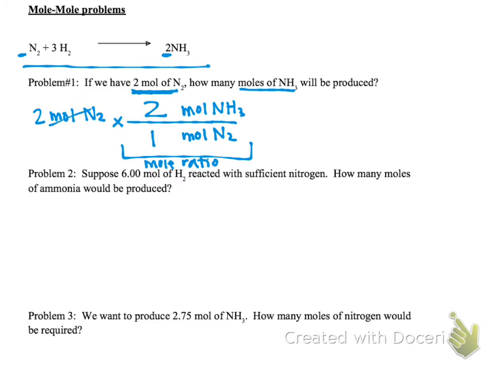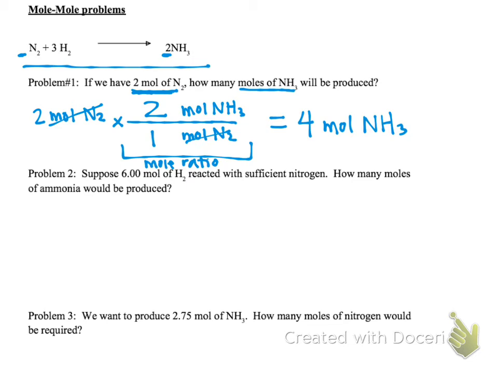Your units that are diagonal will cancel out. You are left with moles NH3, and that's what it is asking for. So you multiply 2 times 2 divided by 1, and that would be 4. Your unit is moles NH3. And it makes sense if you look at your balanced equation. If you start with 1 N2, you are going to produce 2 NH3. So with this problem, if you start with 2 N2, you're going to produce 4 NH3. So that makes sense.